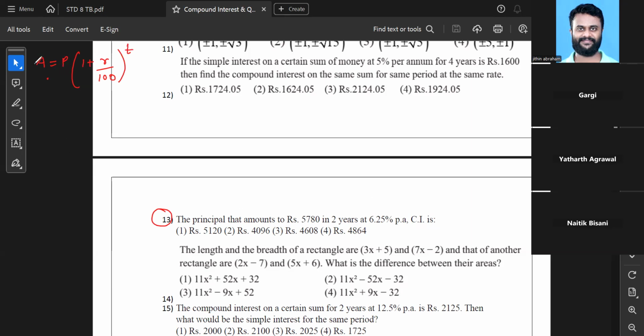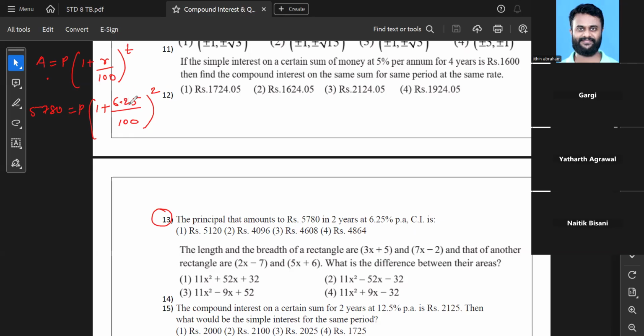So you have to find P. You have been given A. So 5780 is equal to P in the bracket, 1 plus r, which is 6.25 divided by 100, raised to 2 years.